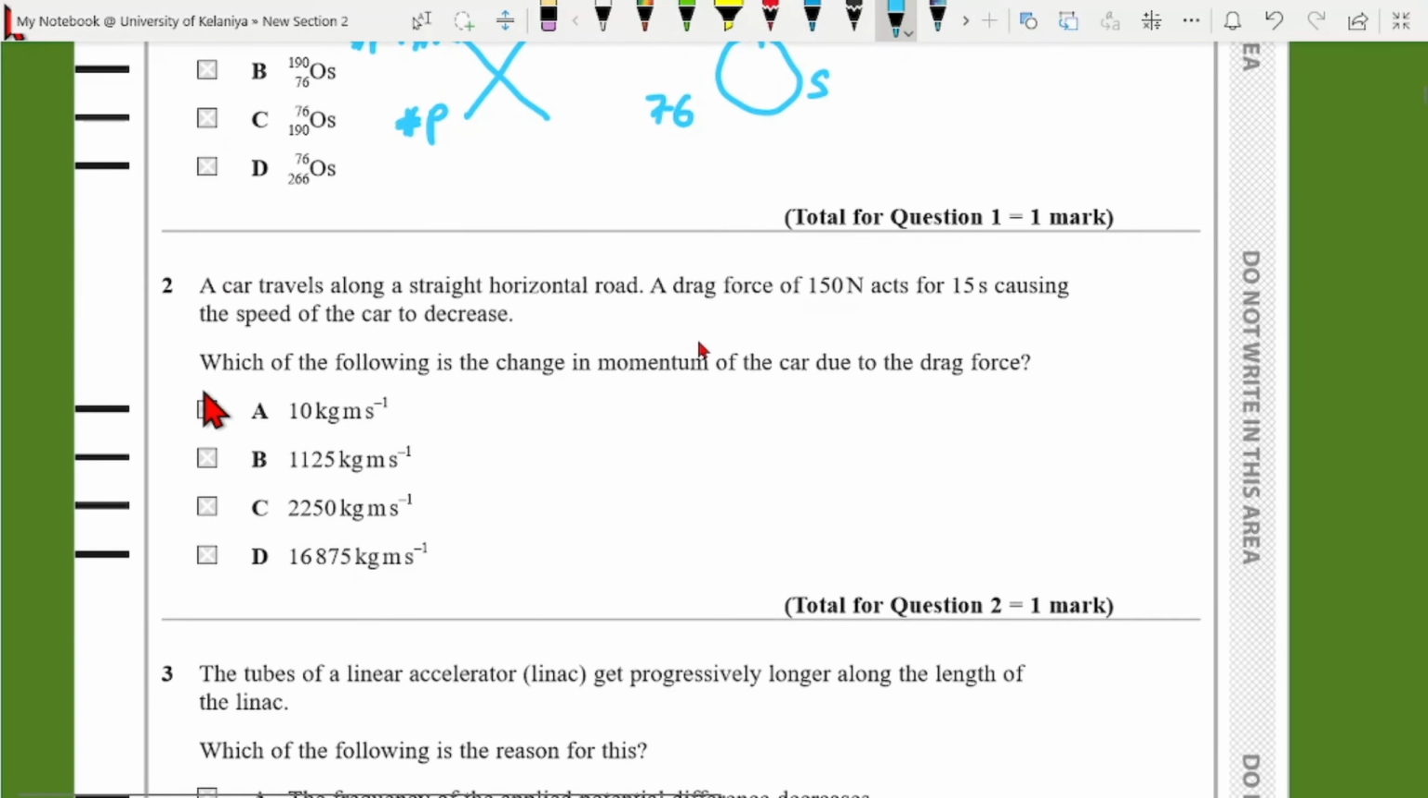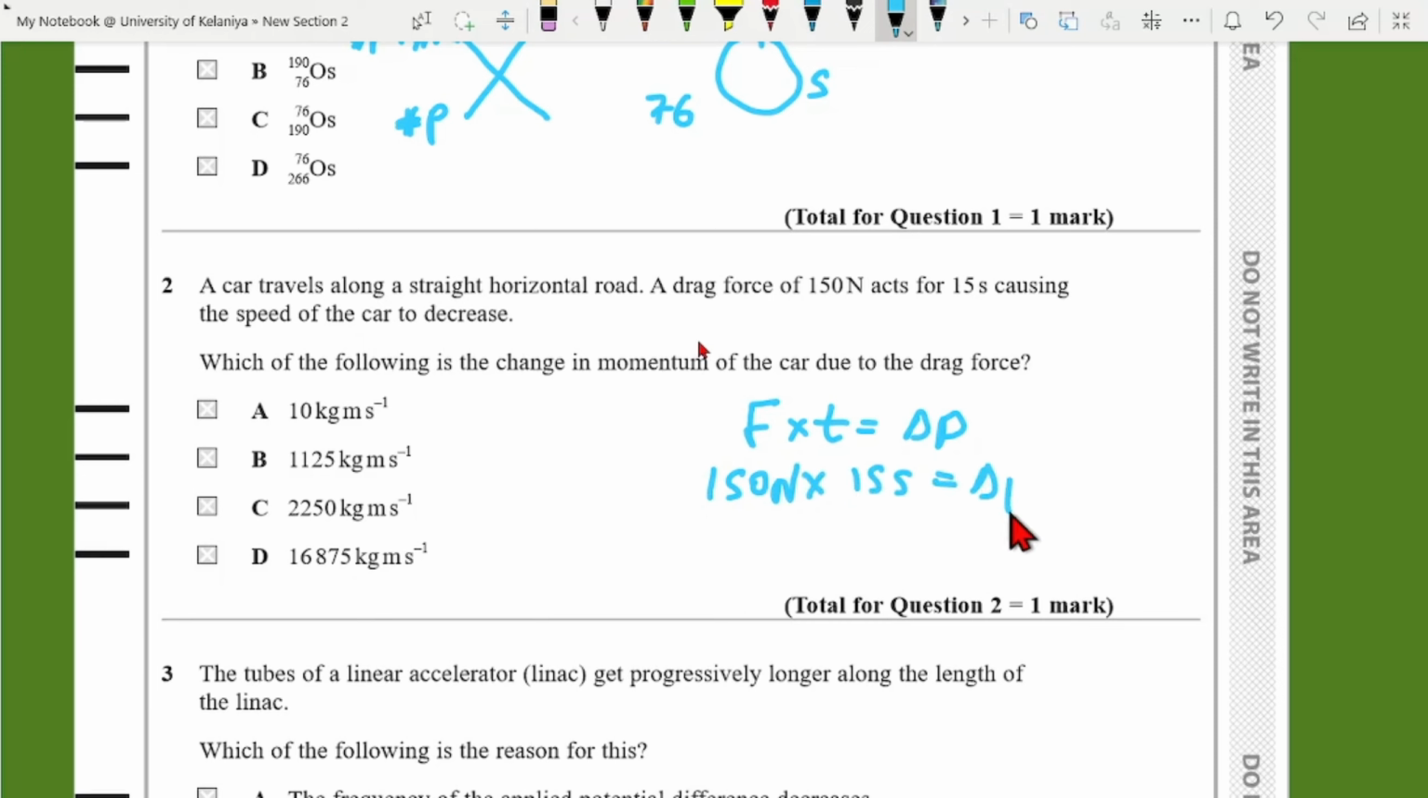In B, a car travels along a straight horizontal road. A drag force of 150 acts for 15 seconds, causing the speed of the car to decrease. Which of the following is a change in momentum of the car due to the drag force? Here we have to use the equation of impulse. So here the equation is F times T equals change in momentum. Right, and here they have given 150 newtons for the force and time is 15 seconds.